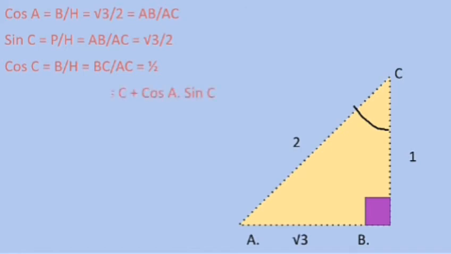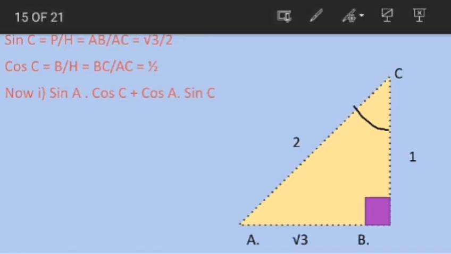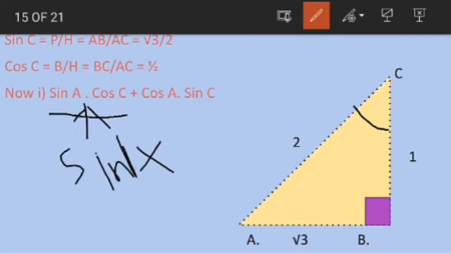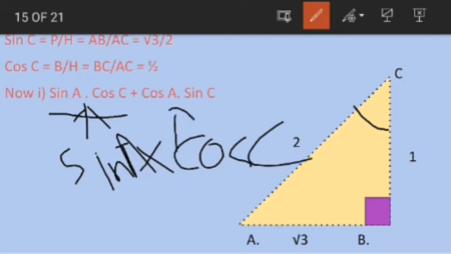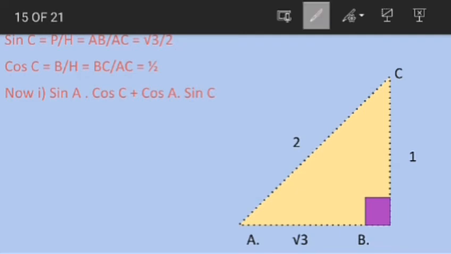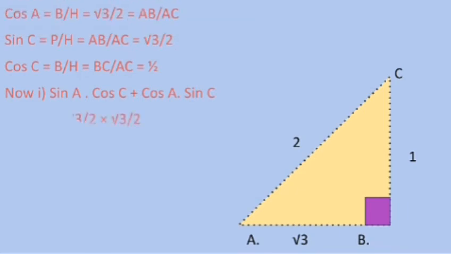Now moving further class, solving the first part, that is sin A dot cos C plus cos A dot sin C. Remember class, the dot between these two structures signifies the sign of multiplication, that is sin A multiply cos C, and cos A multiply sin C. So class, moving further, substituting the value of sin A, that is 1 by 2, and substituting the value of cos C, that is 1 by 2 again.